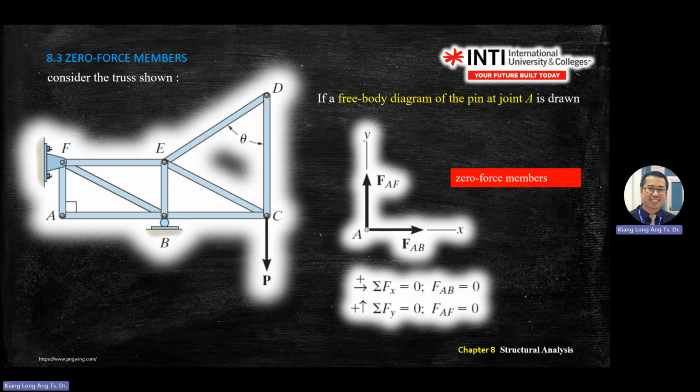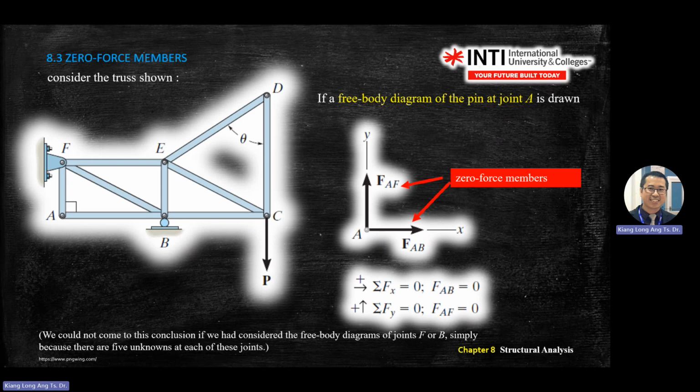Sometimes in the question, from part A, you do the analysis already. If you find F equals 0, that just means you already found the zero force member. Sometimes the question will ask you to identify the zero force members. So from your analysis, wherever the force equals 0, those are zero force members.